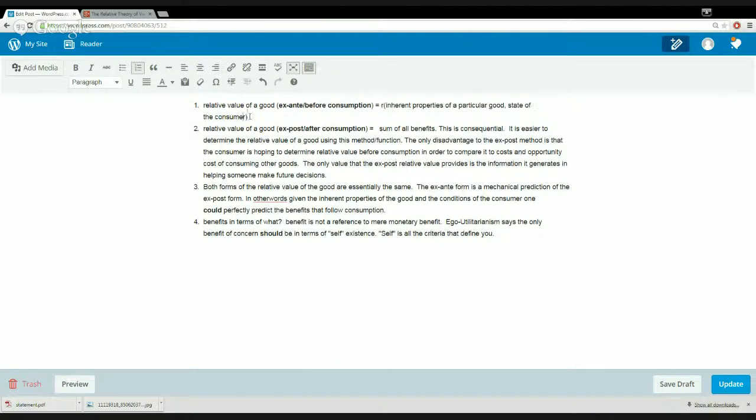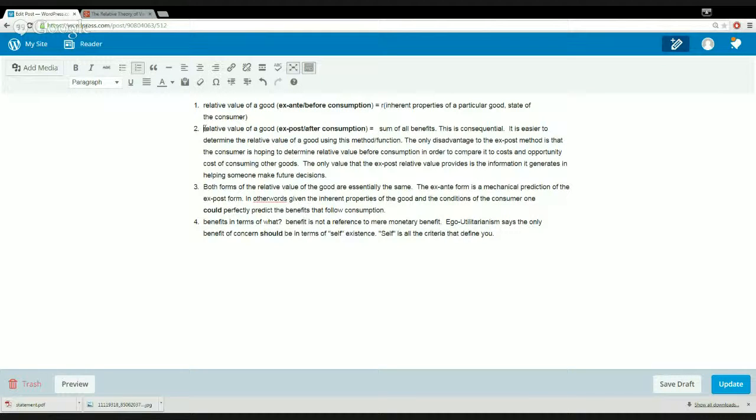I'll just present an alternate form, which I call the ex post or after consumption form of the relative value of a good. It just helps someone who's trying to understand this. It gives another way to look at things, to fortify understanding. Okay, so looking back at the relative theory of value for dummies part 1, I presented this function, or this definition of the relative value of a good. I call it the ex ante or before consumption form, which is the R function, which depends on the inherent properties of a particular good and the state of the consumer. You know, his goals, abilities, and external conditions.